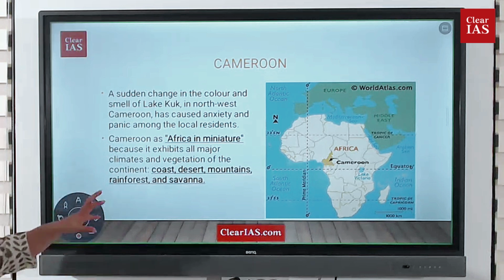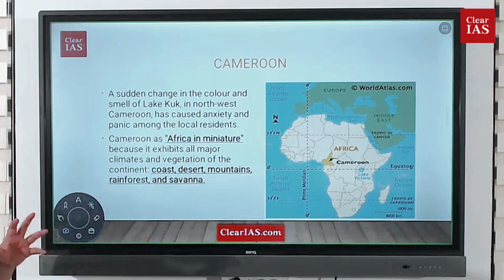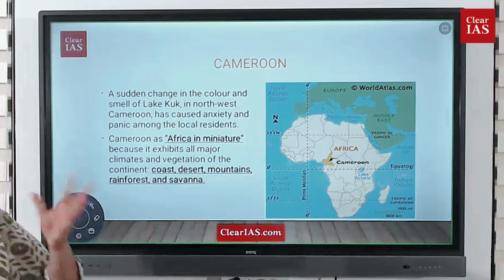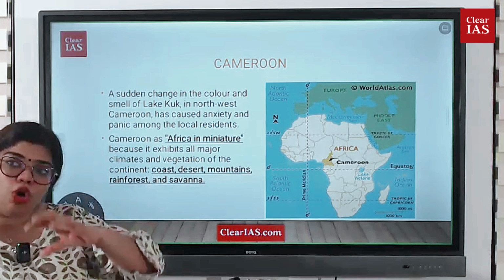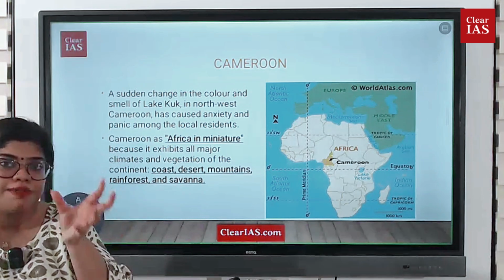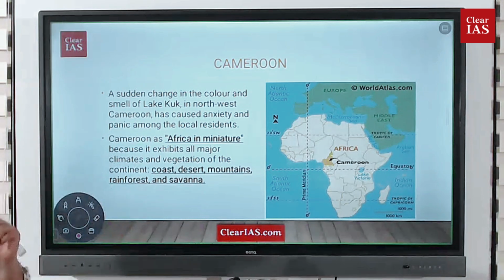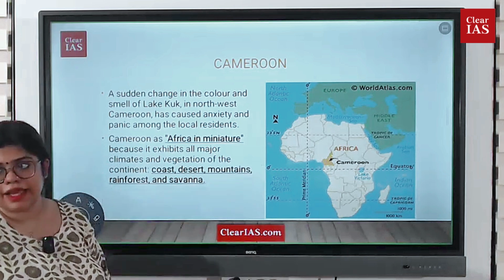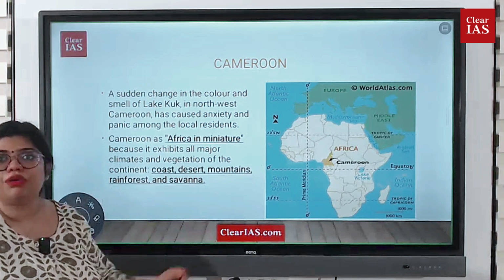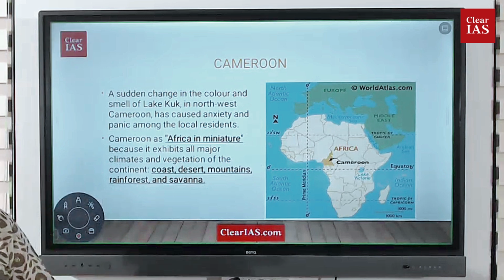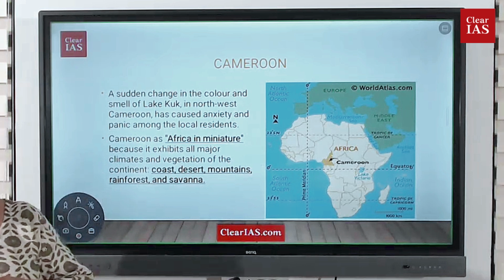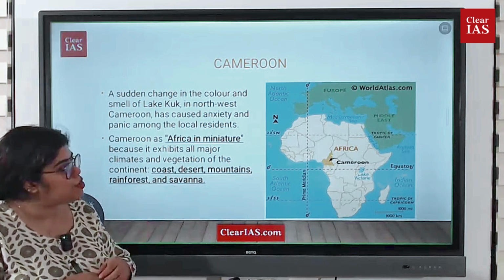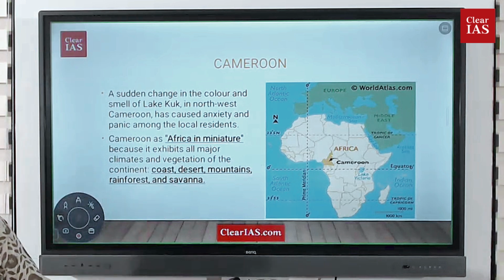Right. Cameroon is also called Africa in miniature, because it shows all the character of Africa as a continent. Whatever character Africa shows as a continent is seen in the small country that is Cameroon. What all things are shown here? There is a coastal area, there is desert, there are mountains, there are rainforests, there is savanna. So it depicts a miniature Africa. That is why Cameroon is important. So Cameroon opens to the Atlantic Ocean. Cameroon is one of the important countries here.